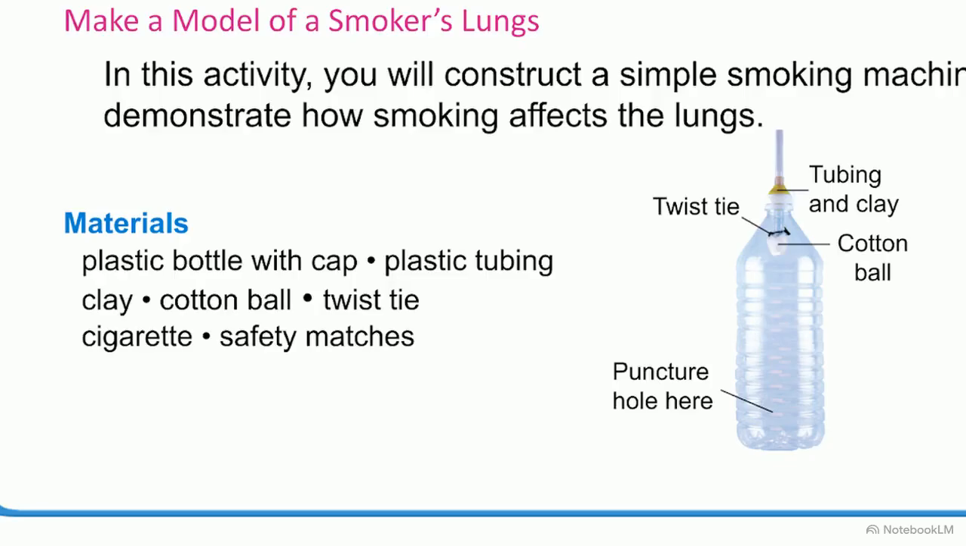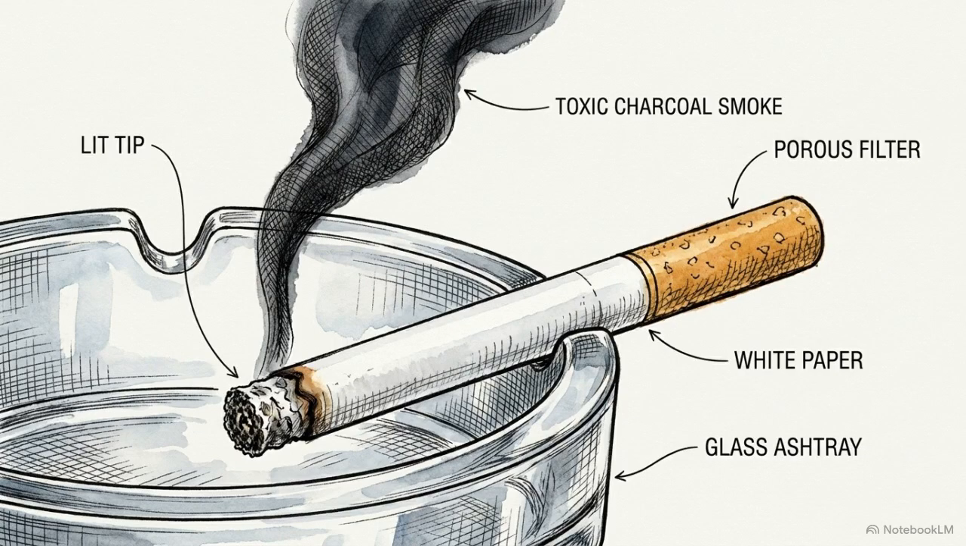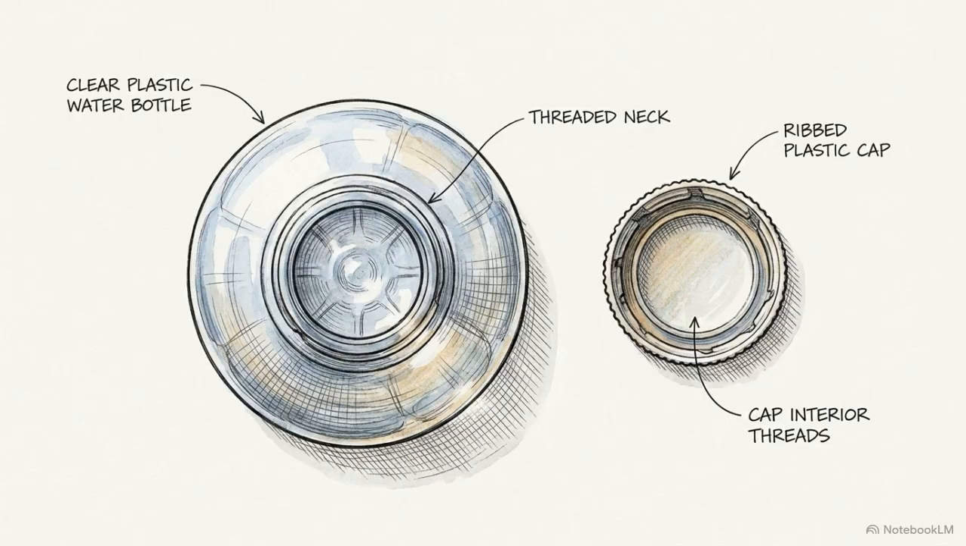This diagram shows the components we will need: a plastic bottle and cap, plastic tubing, modeling clay, a cotton ball, a twist tie, a cigarette, and matches. By the end of this experiment, we will have a physical sample of the residue left behind by just one cigarette. We begin by preparing the chamber.